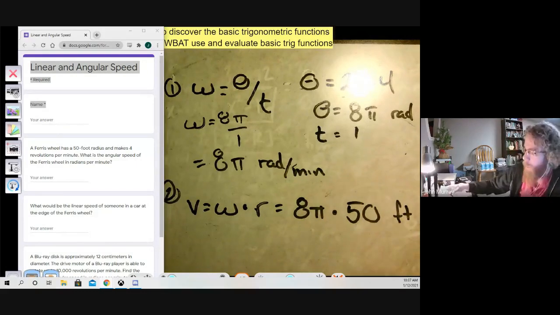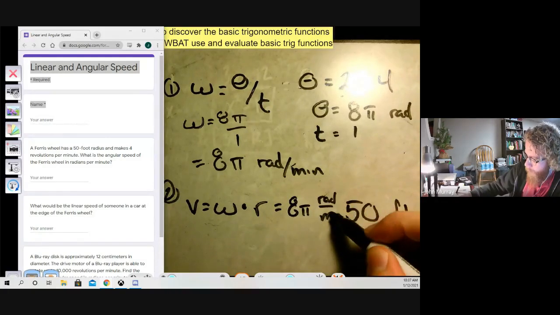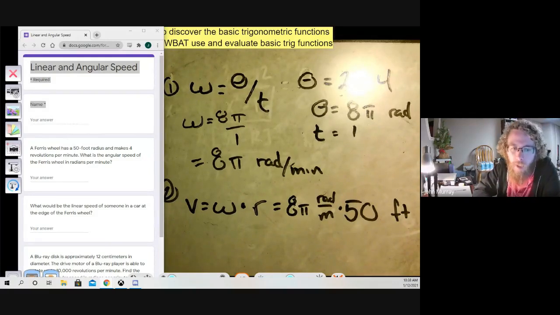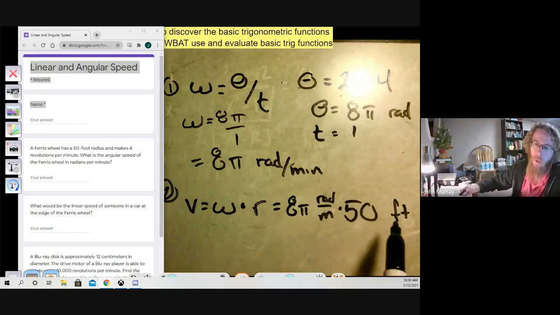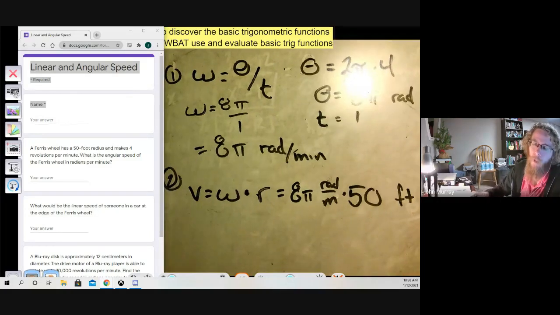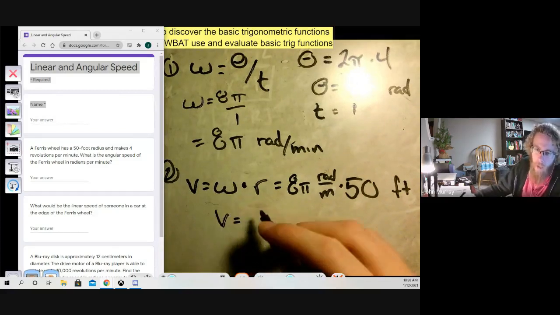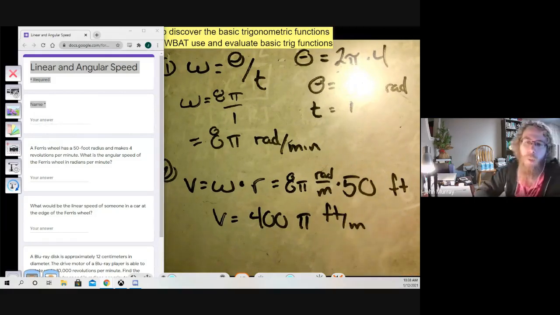Now what happens when we multiply 8 pi? Now let me put the units. When we multiply the radians by the feet, that automatically removes the radians as a unit. By multiplying the radius, I'm finding the circumference pretty much, right? So we move away from radians and we go to whatever units that is. So I can multiply those two together. My linear velocity in terms of pi would be 400 pi feet per minute.